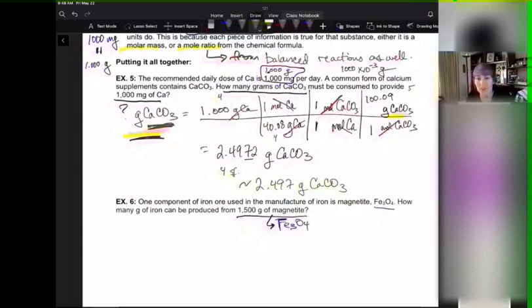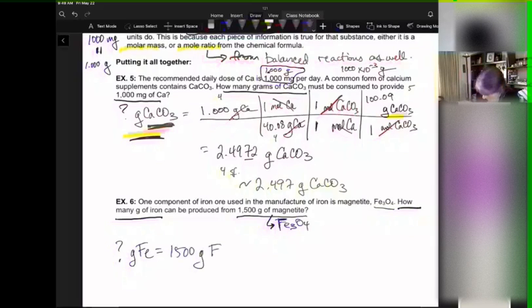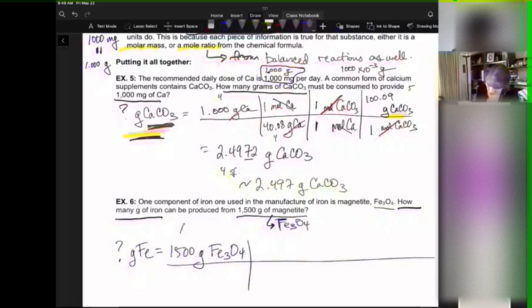All right, so let's get this laid out. How many grams of iron? How many grams of Fe can we get starting with 1,500 of Fe3O4, and that's actually just 2 significant figures. So follow that same pattern.